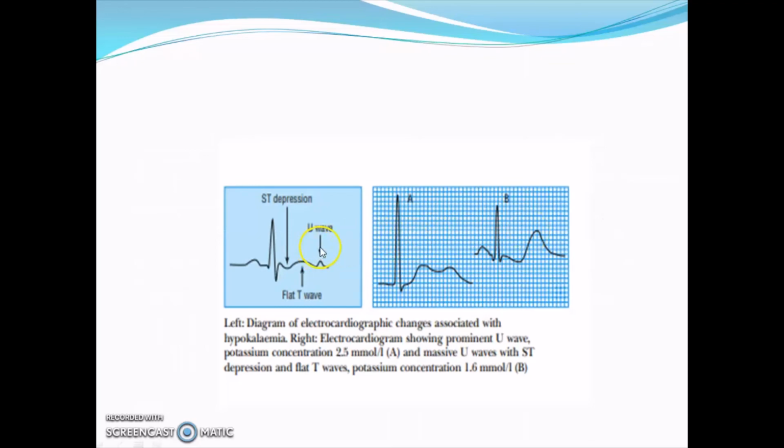So this is an ECG showing hypokalemia. T waves are flatter, there is ST segment depression, and there is a small positive wave following the T wave, that is the U wave.